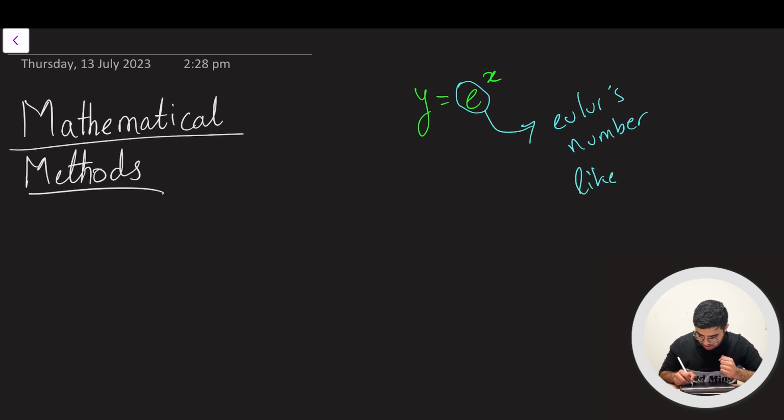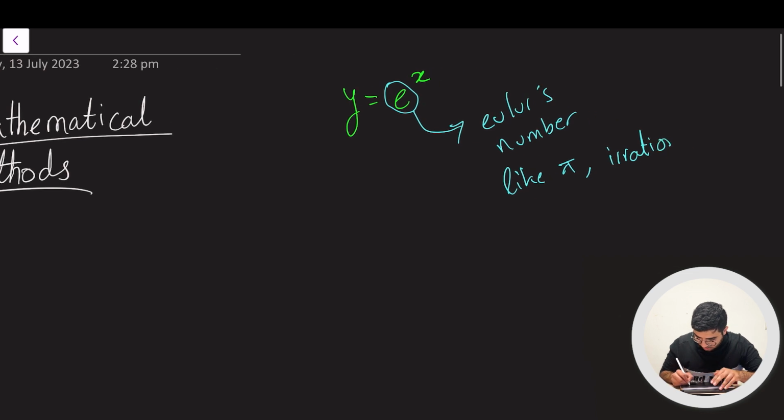So like pi, irrational. Which means it has infinite digits and we cannot find a pattern in those digits. It's so special because it pops up whenever you least expect it. It pops up in finance, in compound interest, in growth and decay, anything where things are being multiplied constantly. That's why it's so fascinating and it's such a special number.